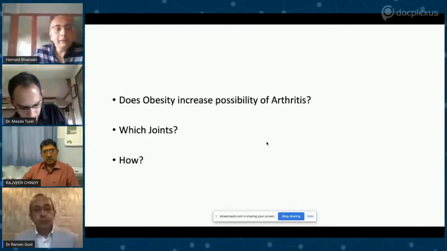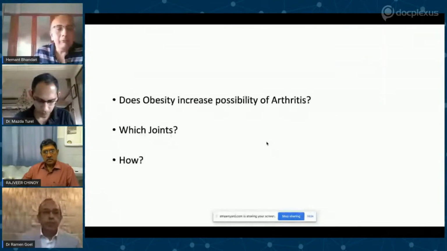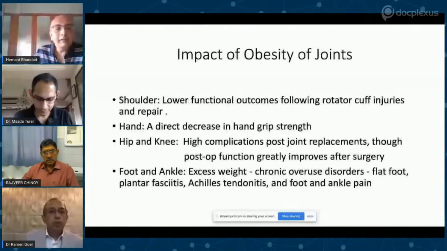Obesity affects mainly the lower limb joints, right? Starting from midfoot arthritis, knee arthritis, and to a smaller extent, hip arthritis, which we commonly see. In the Indian population, it's mainly knee arthritis and foot pain for which the patients come to us. And at an early age, we are seeing advanced arthritis changes.